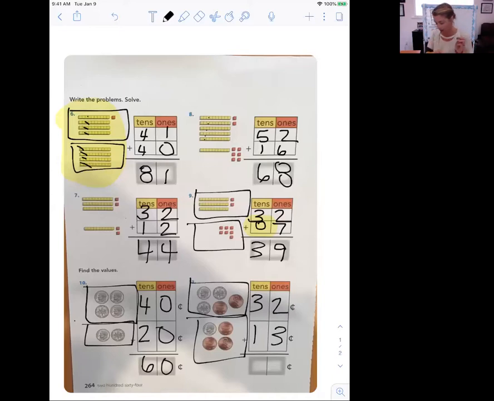Let's add the 1s first. 2 plus 3. We can count the pennies if we want, or we could do our fingers if we want, or we could put it on our head. 2 plus 3 is 5, and 3 plus 1 is 4. All right, friends. So we got all of that completed.